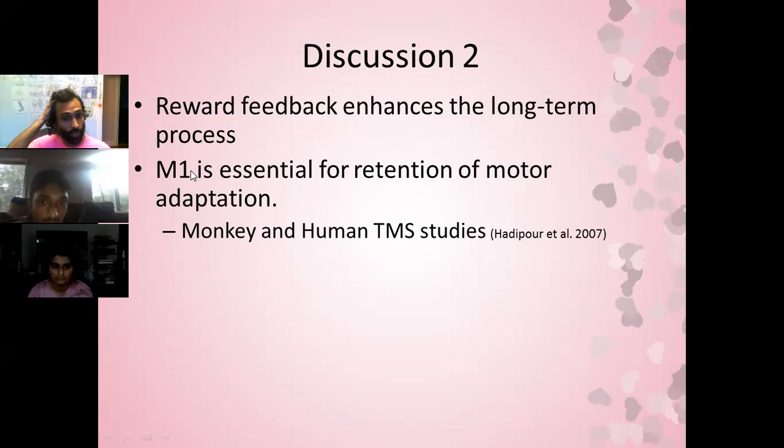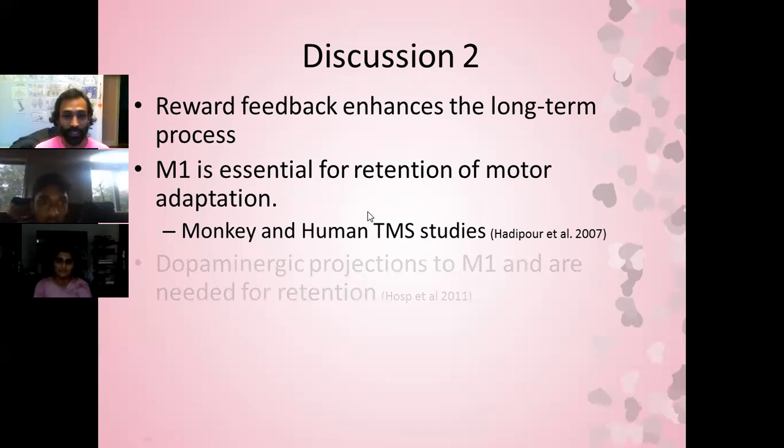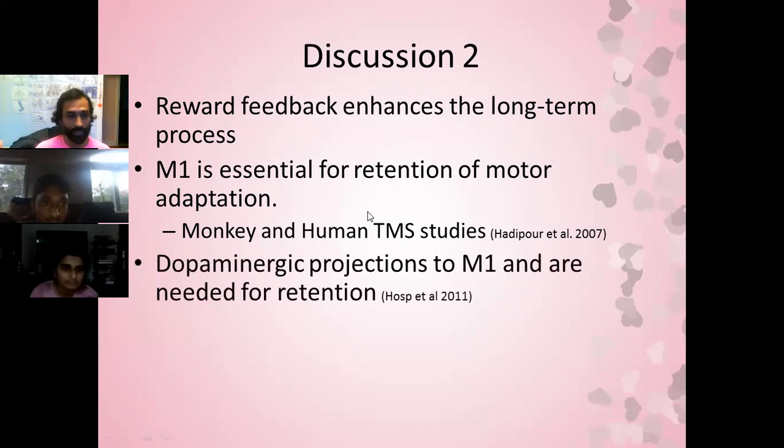M1, in the motor cortex, is essential for retention of motor adaptation. We've seen this in monkeys and human TMS. TMS is transcranial magnetic stimulation, where you take like a magnet, like a mini MRI, and you pulse a magnetic pulse through the brain. It can either enhance a portion of your brain or knock it down for a little bit. They've done that with M1 and seen, oh yeah, looks like M1's pretty important.